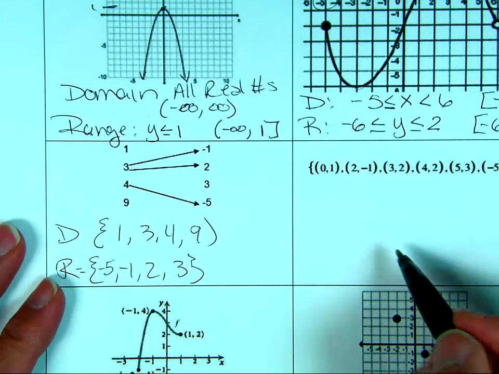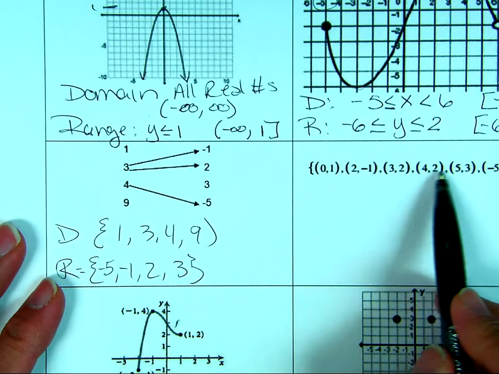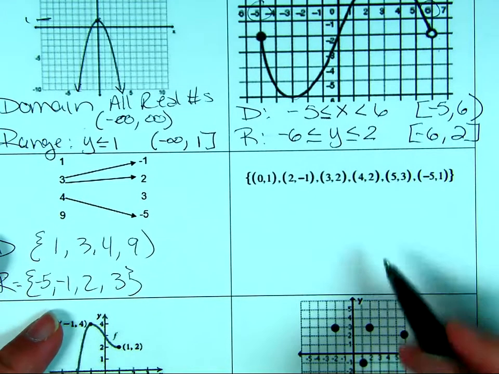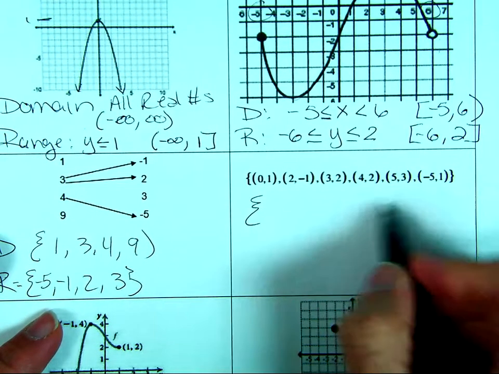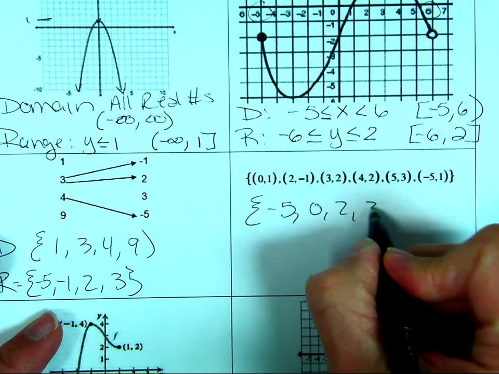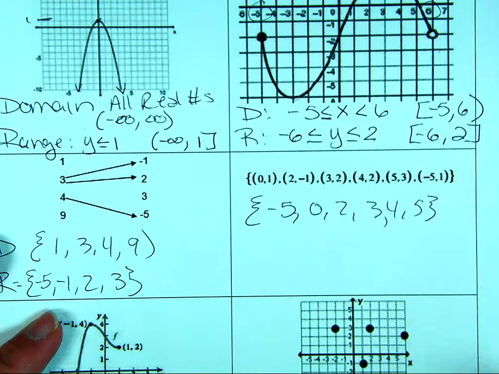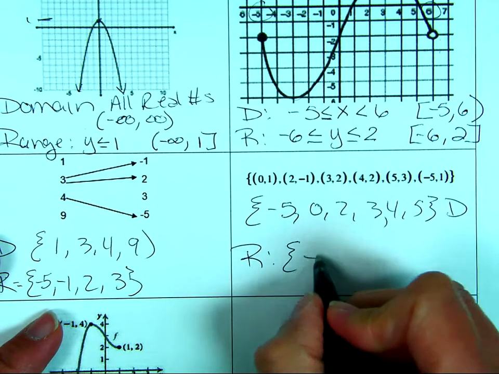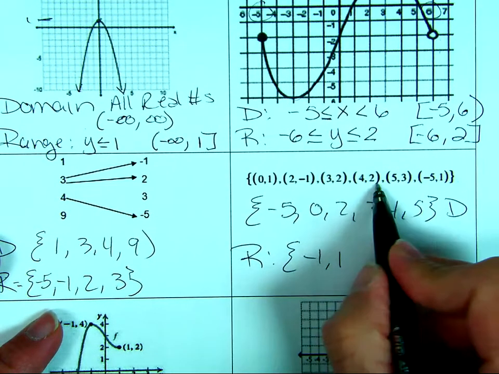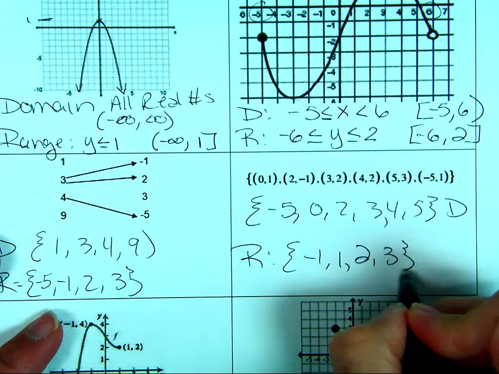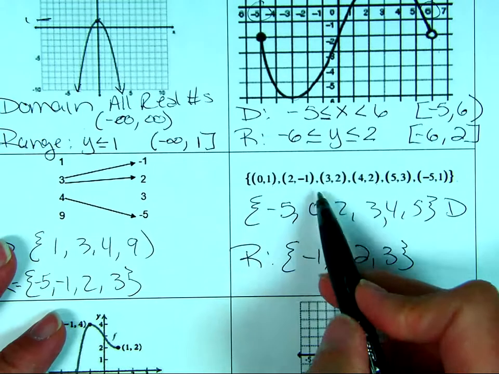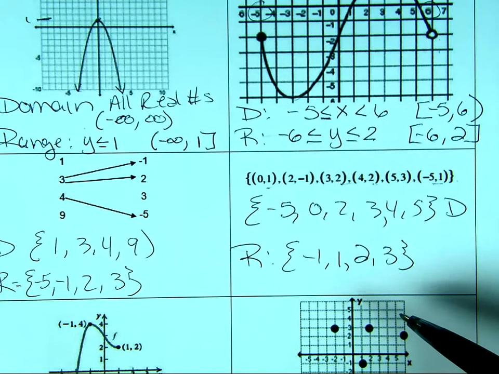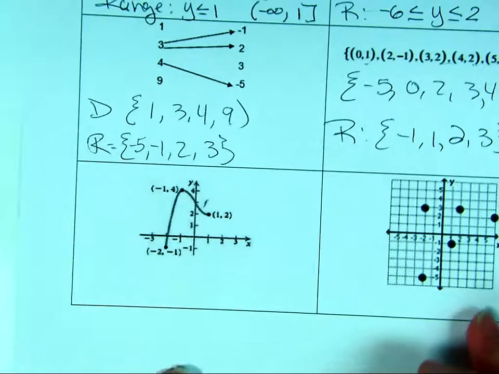Is this a function? Well, it looks like it's a function. Is it discrete or continuous? Well, it's a bunch of points, so it's discrete. So again, I'm going to write it like this. So it looks like -5, 0, 2, 3, 4, and 5 is my domain. And my range then would be, let's see, looks like -1, 1, and then 2, and then 3. Again, if they repeat, we don't write them again. So there's 2 1s, we don't write them again. There's 2 2s, we don't write them twice, because once is enough, as my grandfather always used to say.